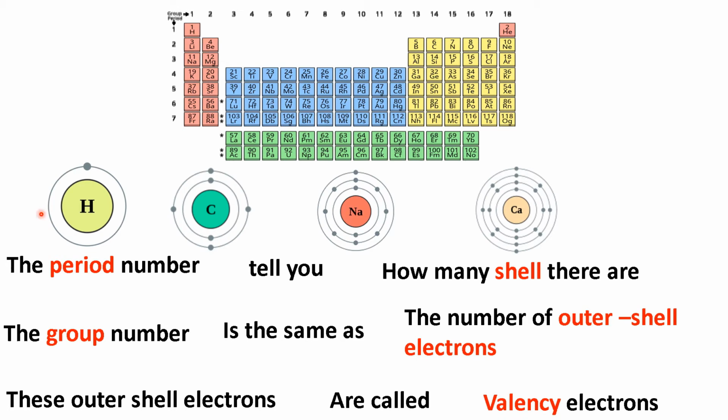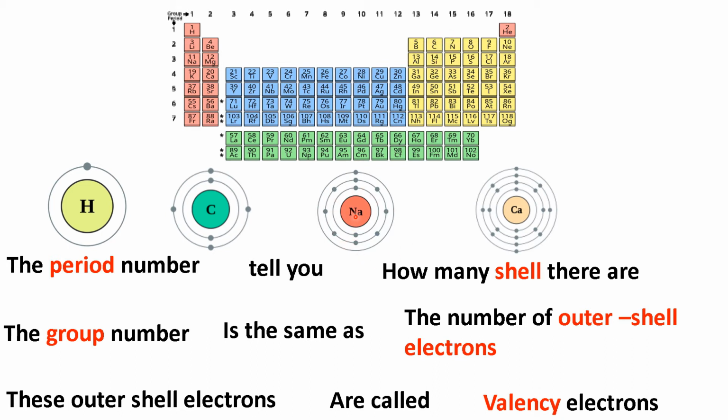Okay, if we need to know the group number, it is the same as the number of outer shell electrons. Here, 1 electron only, so hydrogen is present in group number 1. Here the outer shell electrons or valence electrons are 4, so the group number equals 4. 1, 2, 3, 4. So carbon atom is present in group number 4.